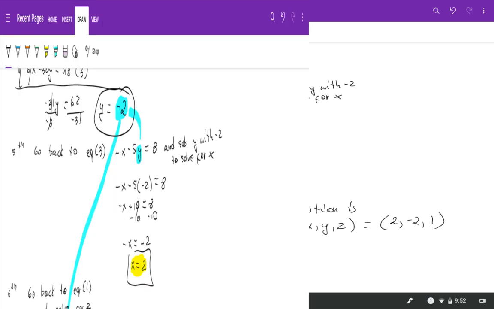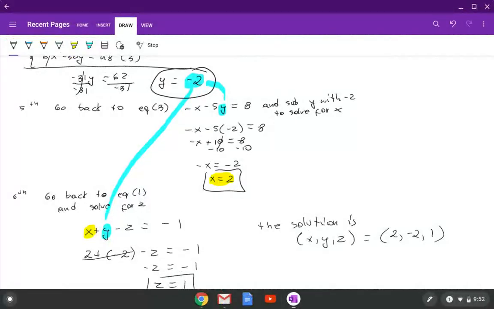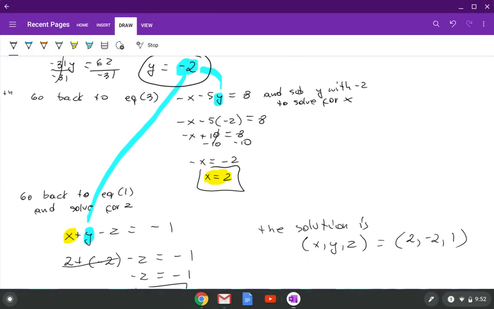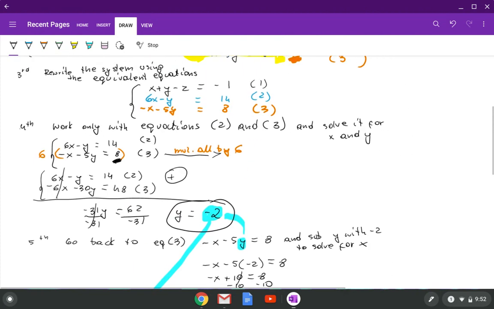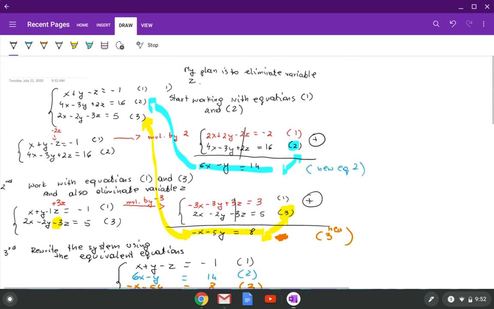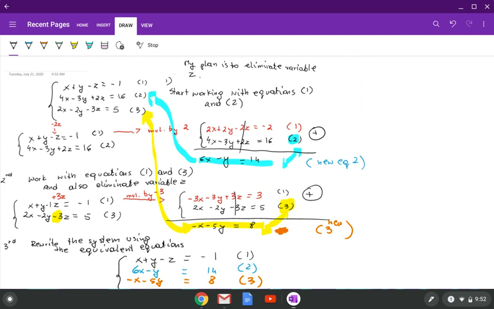Okay, but that's how we're solving a system of 3 equations with 3 variables. Takes a little longer, but technically you want to start with the plan, which means you want to eliminate one of the variables. And usually I stick to the same rule. I'm working with equation 1 and 2, then 1 and 3.